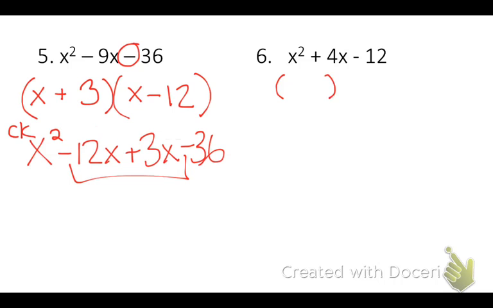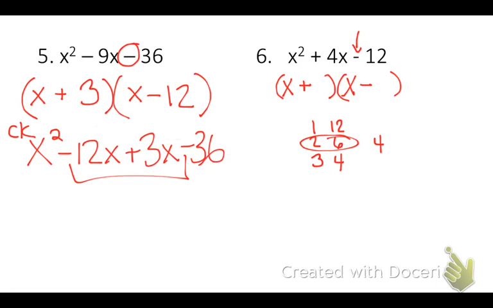Okay, number 6. Again, I have a negative for my last term. So that tells me that my signs are different, meaning one's a positive and the other's a negative. Factors of x squared would be x and x. So I need factors of negative 12. And they're going to need to add to positive 4. So again, if I just list all my positive ones, 1 and 12, 2 and 6, 3 and 4, and I think about, well, what's the difference between those since one needs to be positive and the other needs to be negative? 2 and 6 has a difference of 4 when I take 6 minus 2.